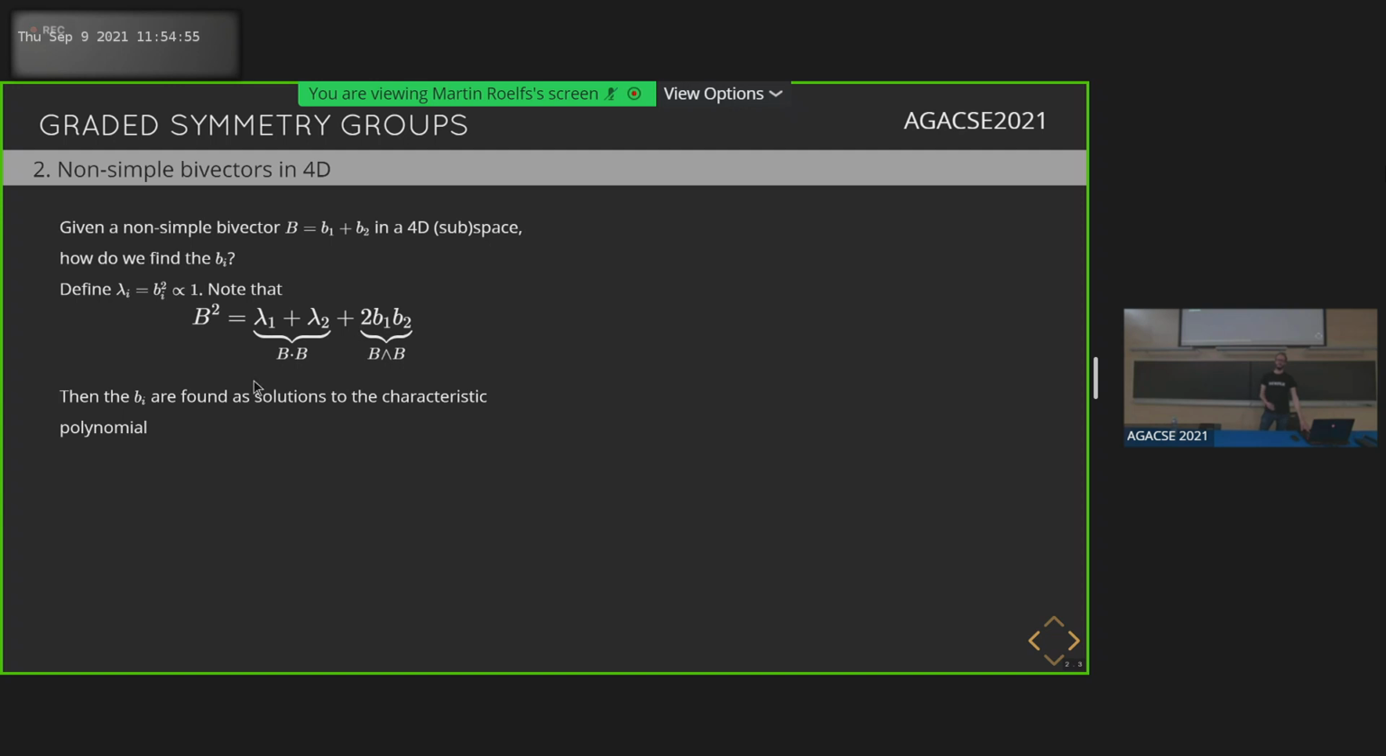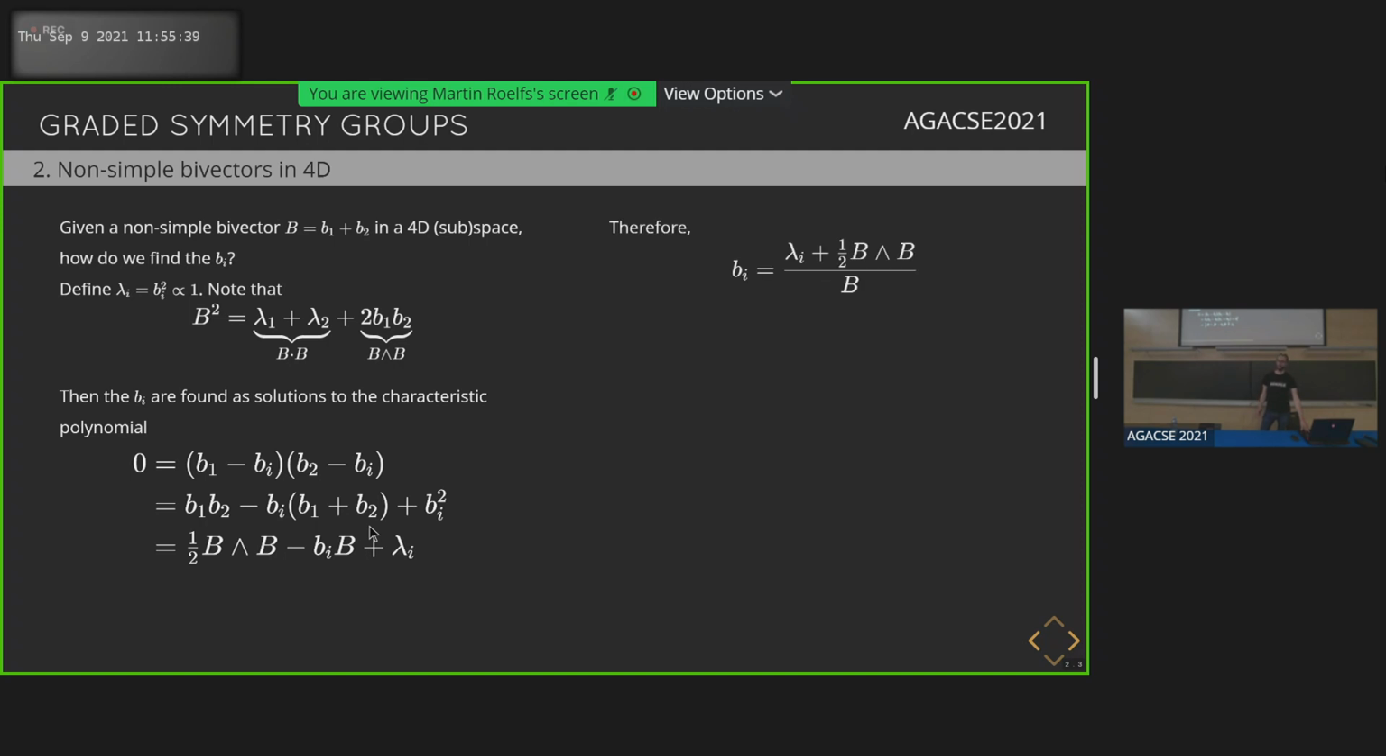And then I can define a characteristic polynomial for finding these bi. I just write this characteristic polynomial, b1 minus bi times b2 minus bi. By definition, the roots of that ought to give me the bi. So you just multiply it out. I find b1 times b2 minus bi, b1 plus b2, plus bi squared. And this first term, b1 b2, we recognize as a half of B wedge B, over here. And b1 plus b2 was just our original B. And this square we called lambda i. Now it's a matter of rearranging to find an expression for bi. So that is just lambda i plus a half B wedge B divided by B.